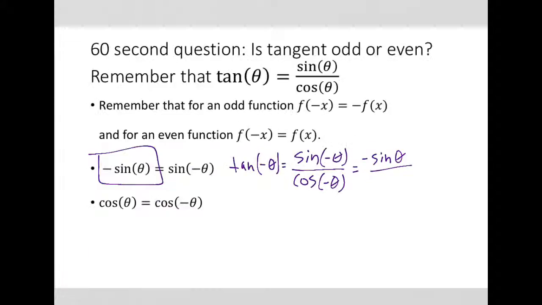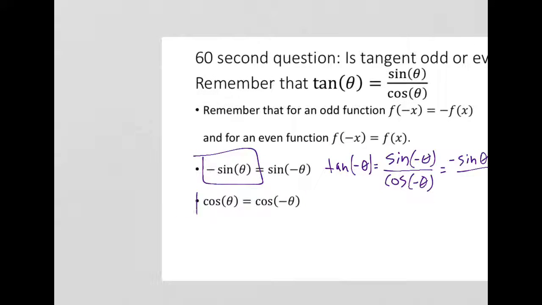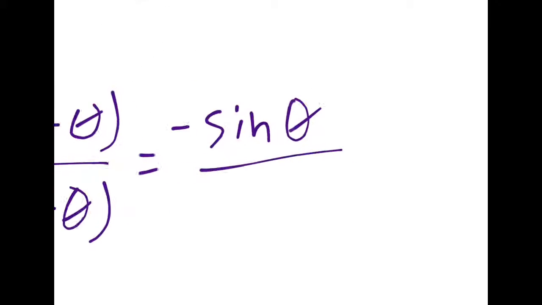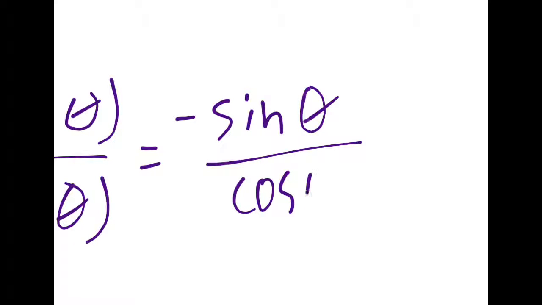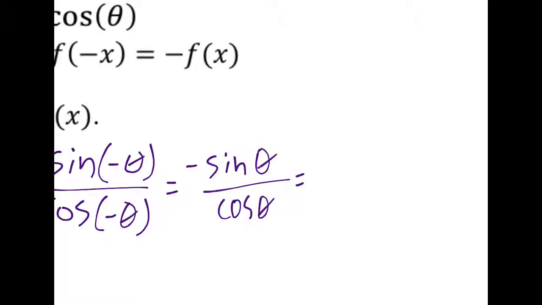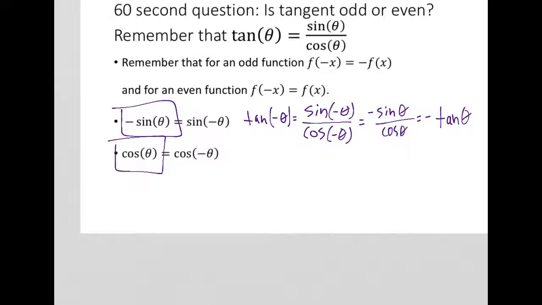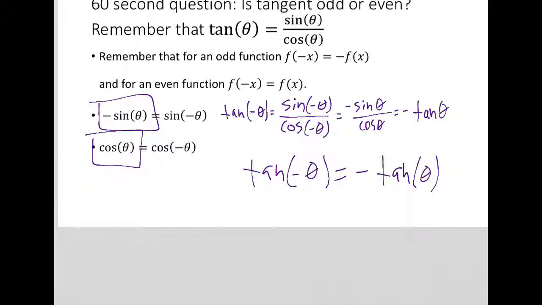And cosine of negative theta, what can we replace it with? Well, we can replace it with cosine of theta because it's even. So we get cosine of theta right there. What is sine theta over cosine theta? Well, it's tangent theta. So we get negative tangent theta. So from the left to the right, we have tan of negative theta equals negative tan of theta. Which is that, odd or even? Well, that's the definition of an odd function.